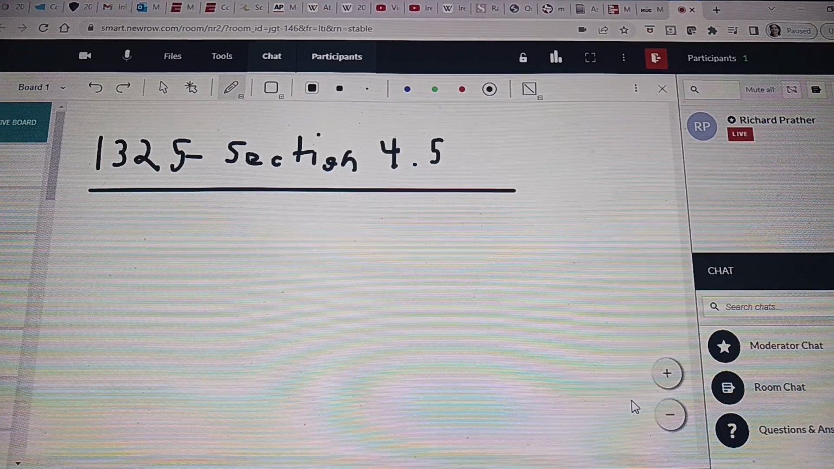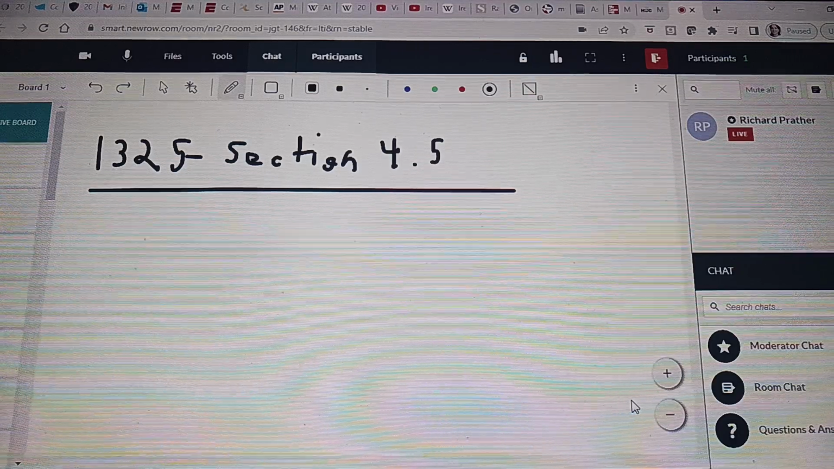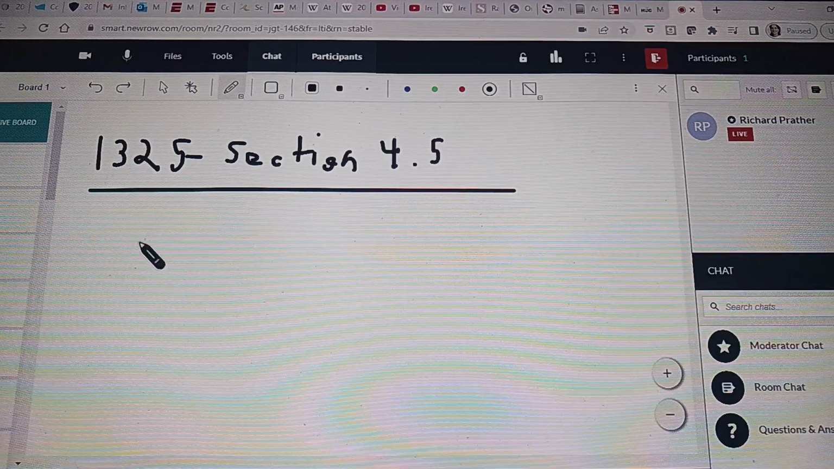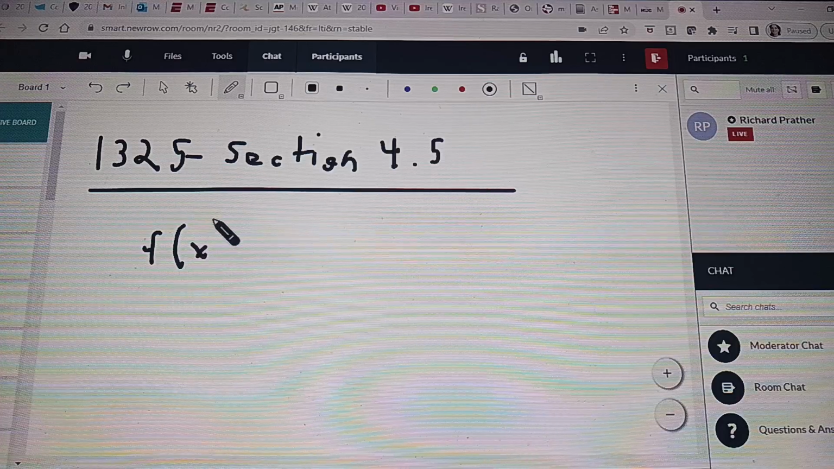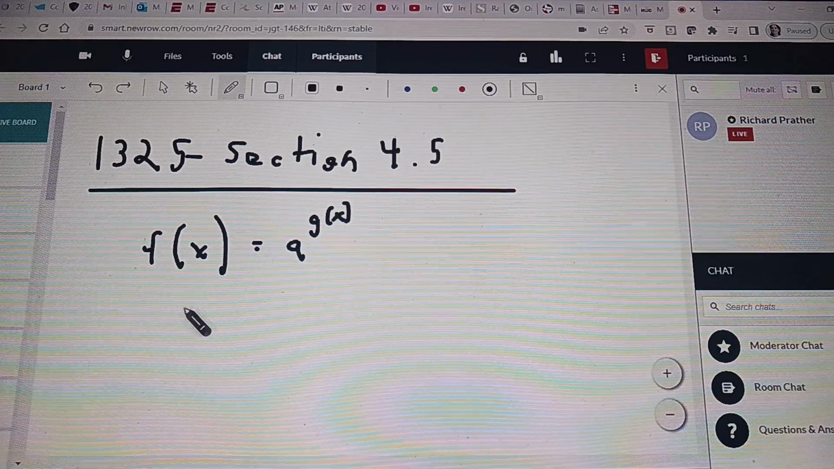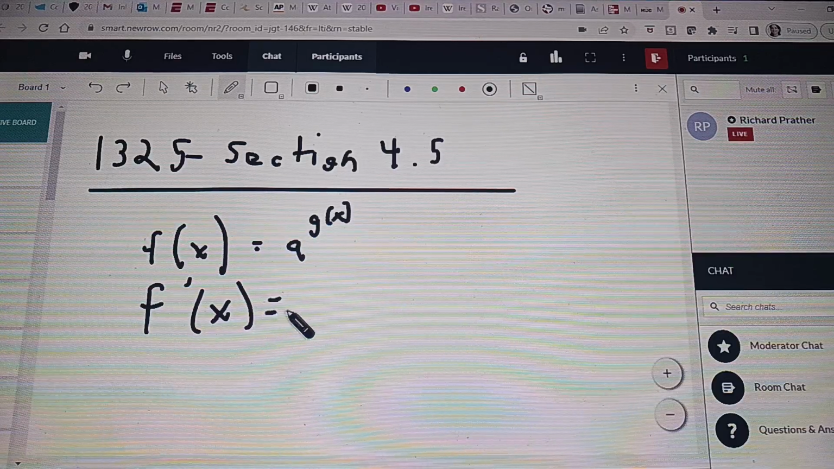Math 1325, we are going to be doing section 4.5 today. This is very similar to section 4.4 when we were doing derivatives of exponentials. So if you have a to the x power, well, let's actually even do this, a to the g of x power, then the derivative is itself. The derivative of an exponential is itself.